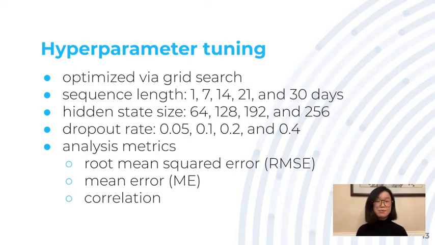For tuning my hyperparameters, I was looking at the sequence length, hidden state size, and dropout rate. The way I did this was I just ran it with every single combination, and I figured out what was most accurate across the board. And for my analysis metrics, I looked at root mean squared error, mean error, and correlation.